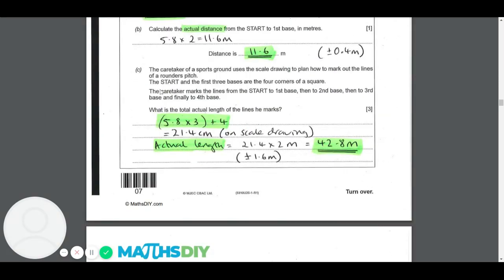Part C, the caretaker of a sports ground uses scale drawing to plan how to mark out the lines of a rounder's pitch. The start of the first 3 bases are the 4 corners of a square. The caretaker marks out the lines from the start of first base, then the second base, third base, finally the fourth base. What's the actual area of the lines he marks? Okay, a lot of information there, so let's have a look.